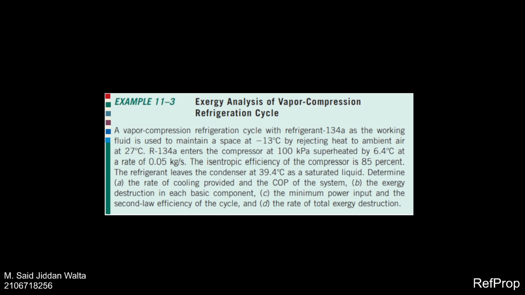So the problem asks us to determine the rate of cooling provided, the COP of the system, the exergy destruction in each component, the minimum power input, and the second law efficiency of the cycle, as well as the rate of total exergy destruction. Normally, solving these kinds of problems, we just take specific or notable points in the vapor compression refrigeration cycle, and using the thermodynamics tables, we compare the enthalpies at specific pressures and temperatures using the saturated refrigerant 134A tables to find the values that are asked.